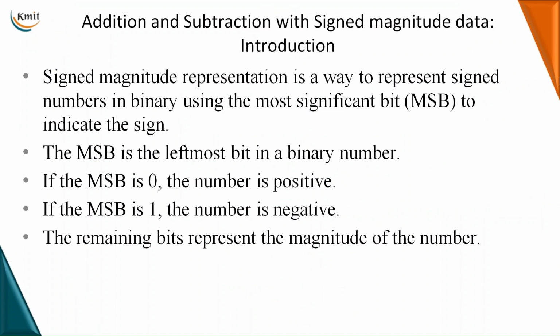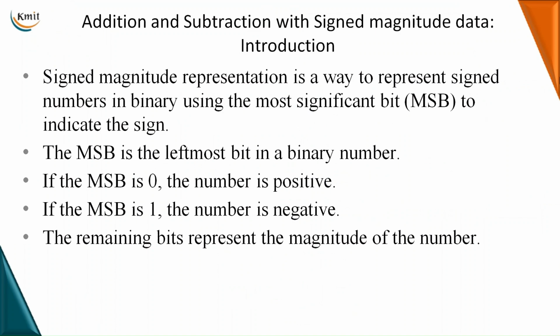Coming to the introduction, what do you mean by a sign magnitude representation? As we know, the number system consists of unsigned numbers and signed numbers. You can represent a positive number using an unsigned representation. But when you want to represent a signed number, that can be represented using sign magnitude representation. So the sign magnitude representation is a way to represent a signed number in a binary form.